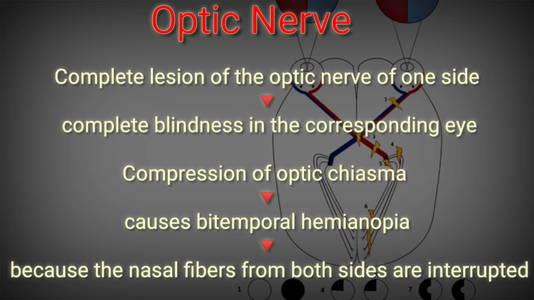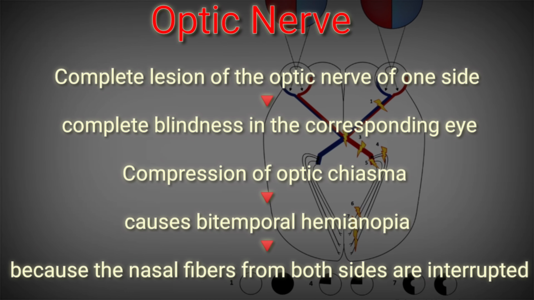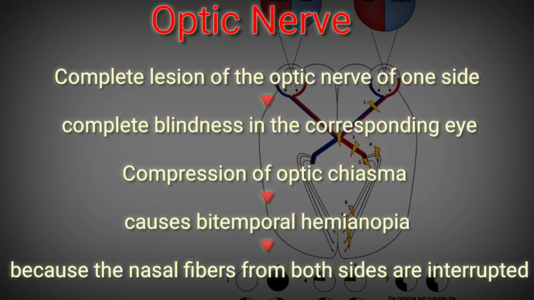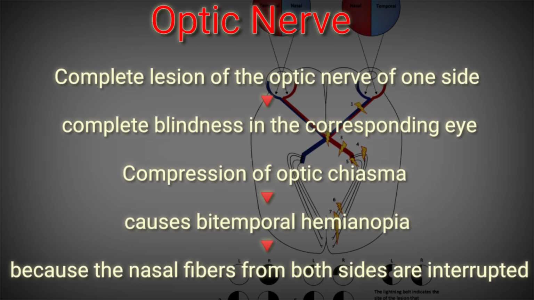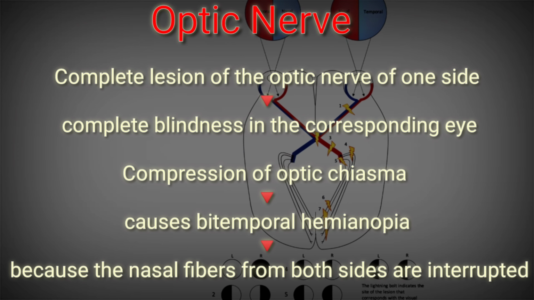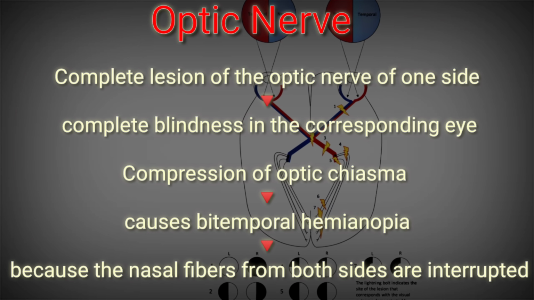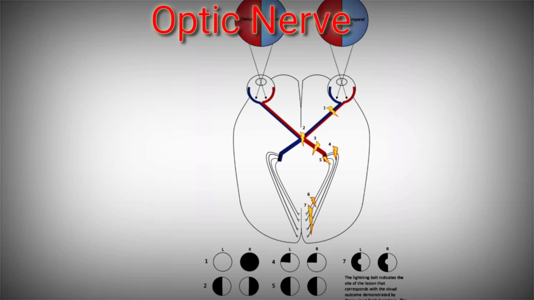The next one is optic nerve. Let's see about the applied anatomy. Lesions of the optic nerve may be at different levels with different effects. Complete lesion of the optic nerve of one side leads to complete blindness in the corresponding eye. Compression of the optic chiasma causes bitemporal hemianopia because the nasal fibers from both sides are interrupted.